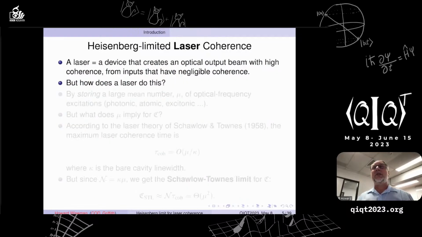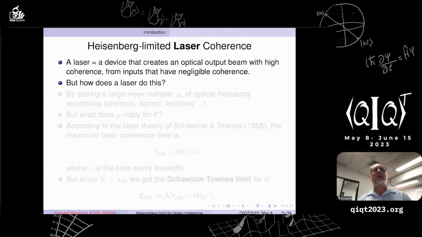All right, so then moving backwards to the next step, laser. What do we mean by laser? Probably a lot of people have studied some laser physics, but I want you to forget most of what you've learned in terms of defining what a laser is, because I want to appeal to a very general concept of a laser as just any device that creates an optical output beam with high coherence from inputs that have negligible coherence. I think that's fundamentally what a laser is.